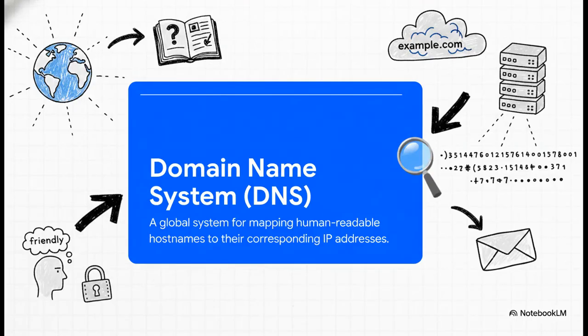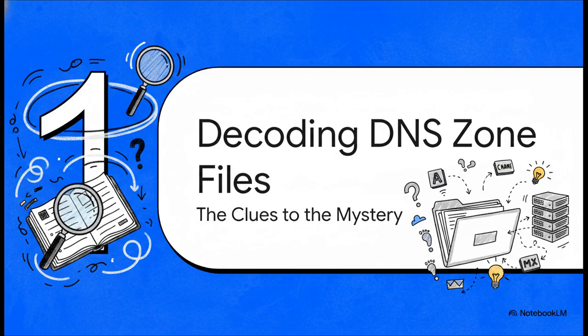Well, the answer is the domain name system, or DNS. The easiest way to think about it is as the internet's giant global address book. Its main job, its whole purpose, is to translate the names we can easily remember, like example.com, into the number-based IP addresses that computers actually understand, like 93.184.216.34. Honestly, without DNS, we'd all have to memorize phone numbers for websites. No thank you.